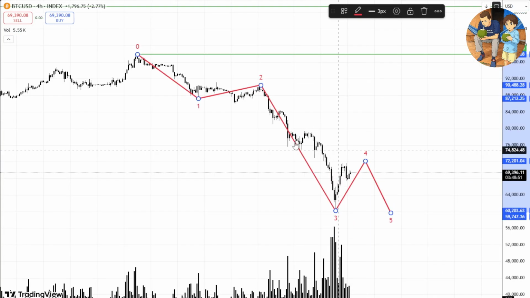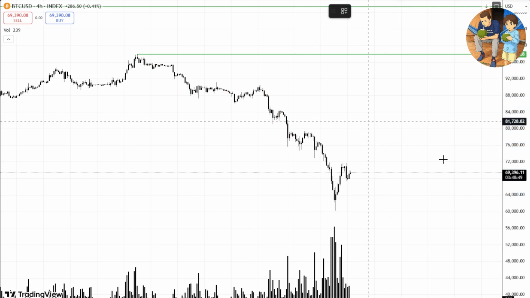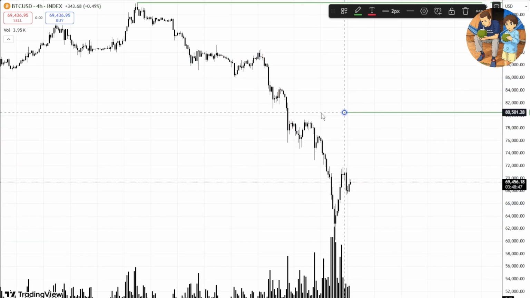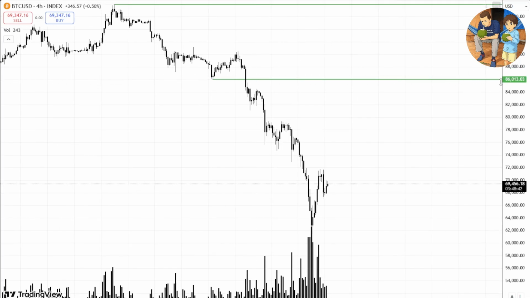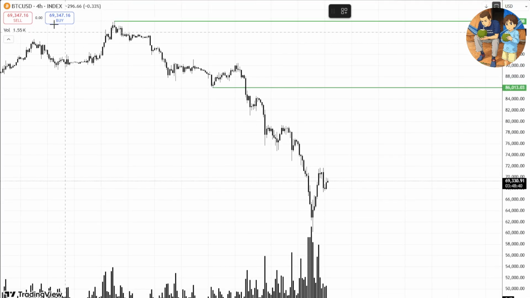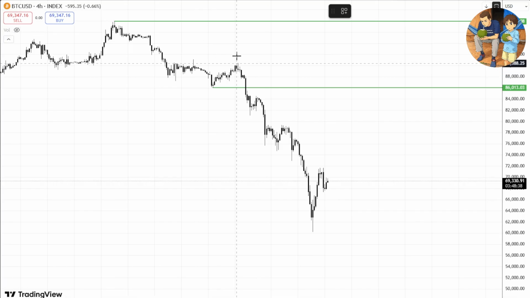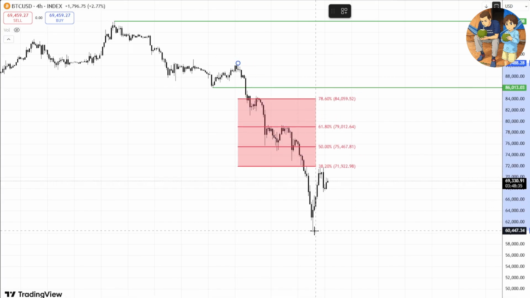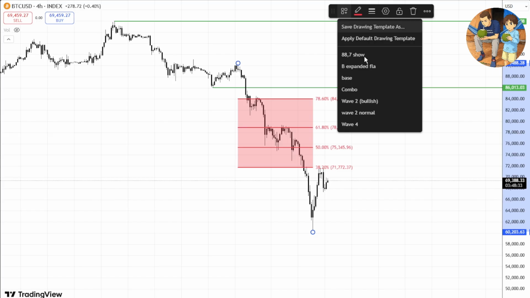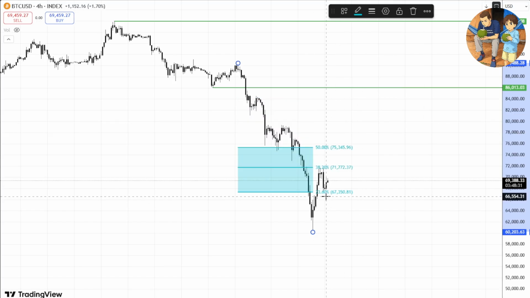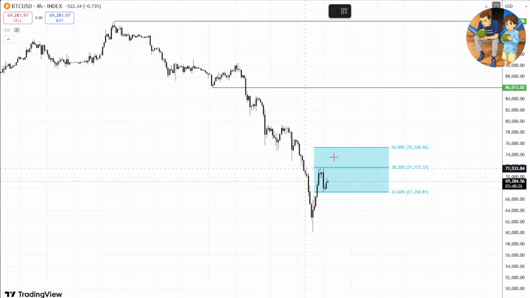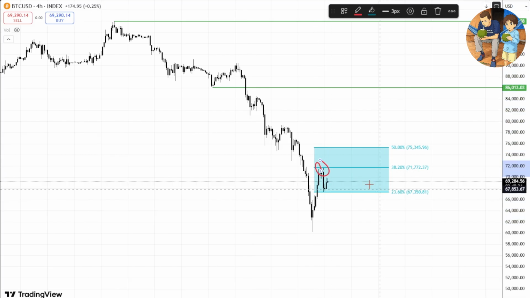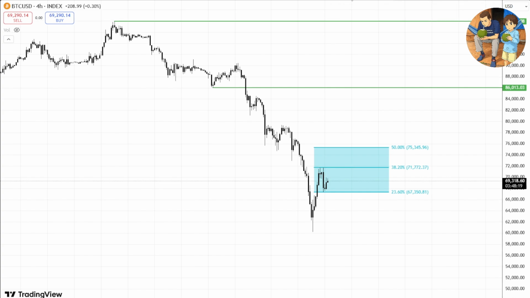So in this case we would say we are in a fourth wave. The fourth wave has the invalidation of wave 1, which would be 68k, and the target of 23.6 to 50%, where we perfectly hit the 38.2, which is a very common target for fourth waves.